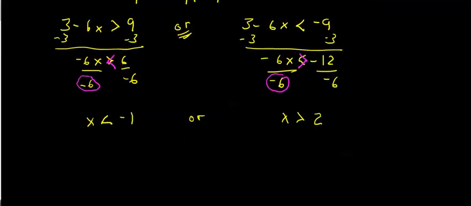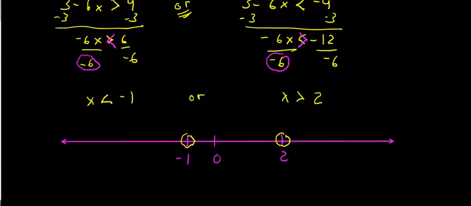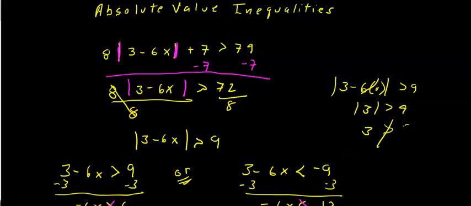Now, I'm going to draw my number line. And I need 0, I need 2, and I need negative 1. So I'm going to circle at negative 1, open, circle at 2, open. It's an or, which means we go out to the left and the right. But let's just check this for a moment. If I put 0 in, 0 is in between. The absolute value of 3 minus 6 times 0, bigger than 9. 6 times 0 is 0, that goes away. The absolute value of 3 is 3. And 3 is clearly not bigger than 9.